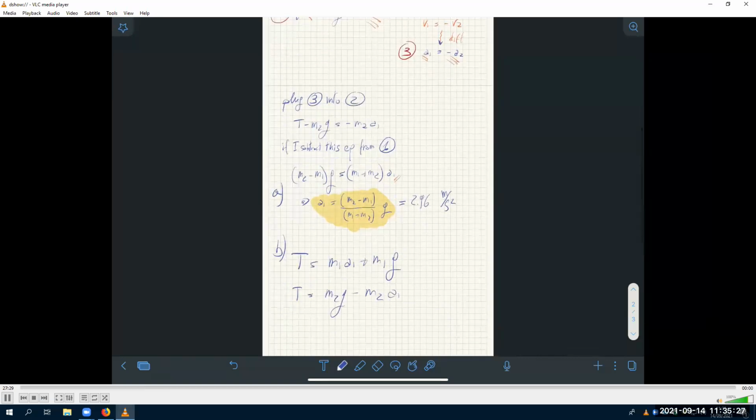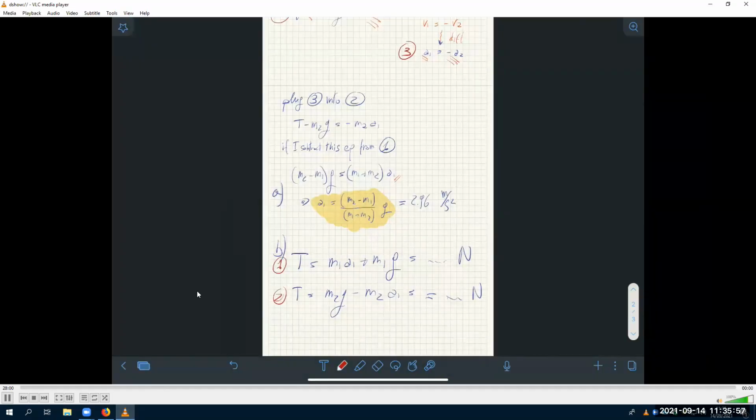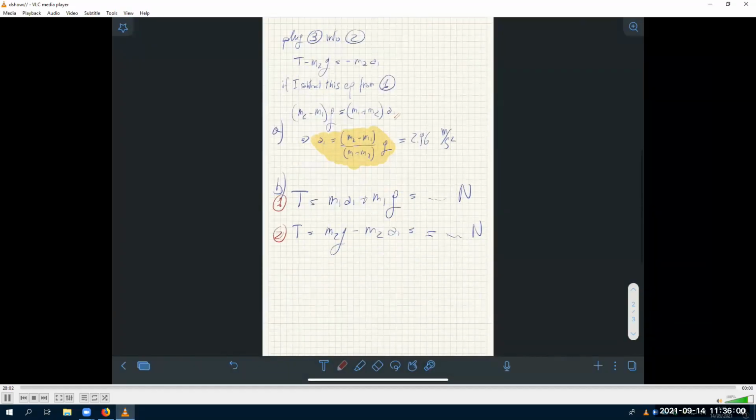Okay, so what is the relationship? If you find these numbers in newtons, of course, can you tell me what these numbers are? This should be the same number because it's T. T is the same. You either take T from equation 1 or from equation 2, it doesn't matter. And you can check what is T with respect to what? Oh, to the weight.